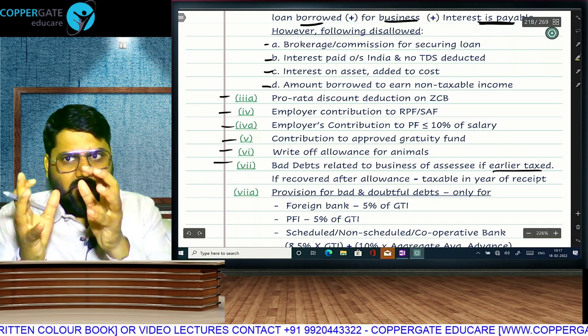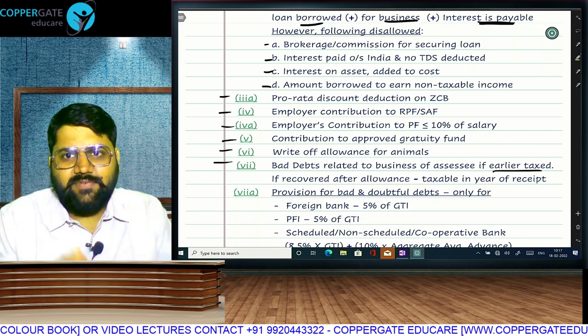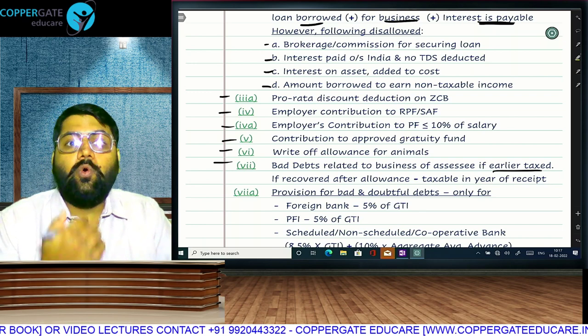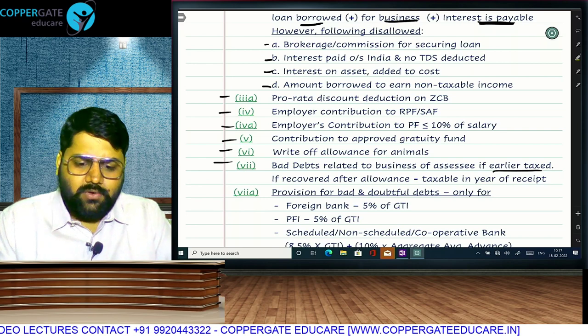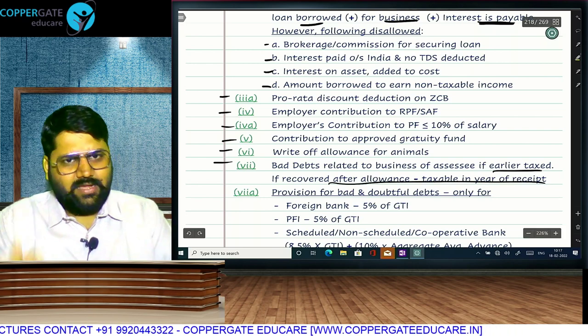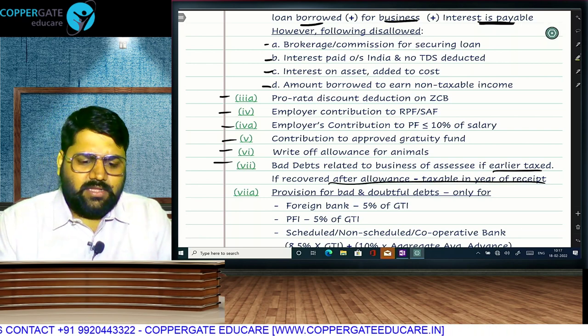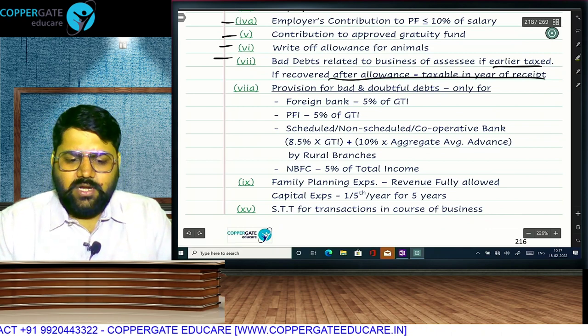So I show income, I pay tax, then it becomes bad debt. I will be allowed as a deduction only by writing off. I don't need to prove anything. If I write off, bad debts will be allowed. And if later they are recovered, then again, bad debts recovered are taxable in the year of receipt. RDD is allowed only for banking business.